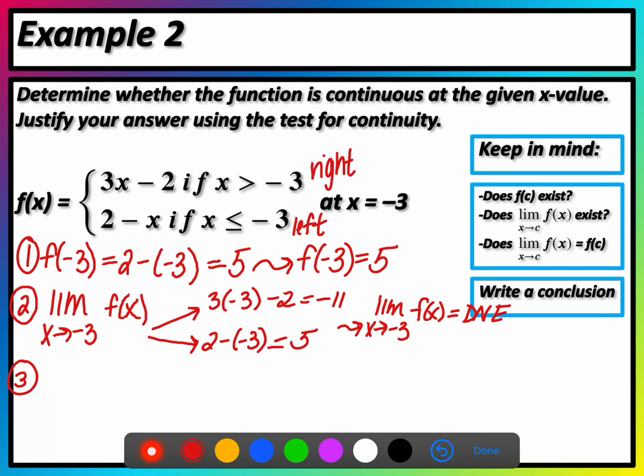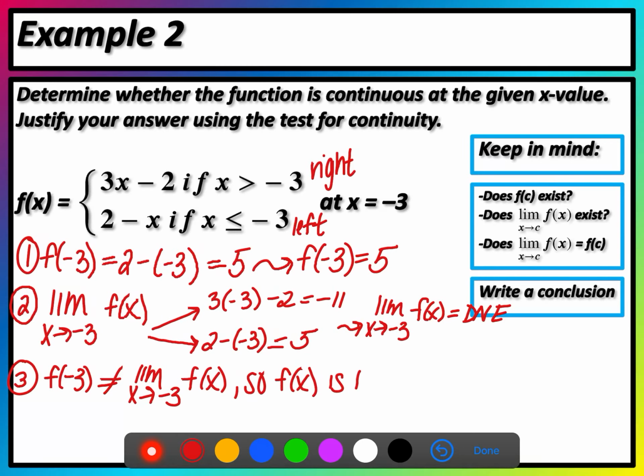Well, what is my conclusion then? So obviously, f of -3 does not equal the limit as x approaches -3. So that means f of x is not continuous there. But now I have to state the discontinuity. So what is actually happening there?